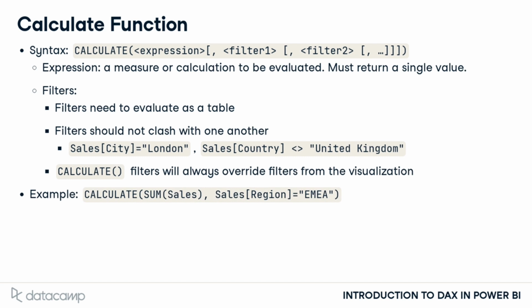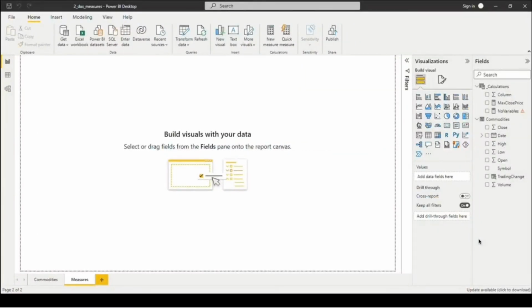Now that you've seen the difference between row and filter context, in the demo we'll continue with our commodity dataset. We'll be diving deeper into DAX measures, applying iterators, and learning how to use variables in a calculate function. In the last chapter, we created a calculated column to work out the difference between the opening and closing price.